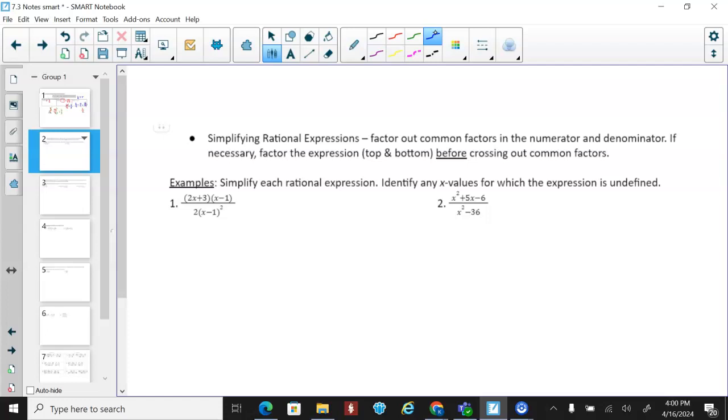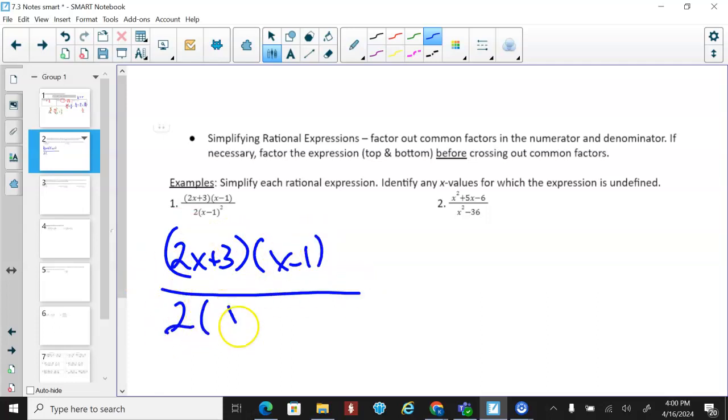So let's simplify the first example. I get 2x plus 3 times x minus 1 squared, divided by 2. Now I'm going to write it out because not everybody remembers that the square here means there's 2 of them. It does not mean I'm squaring the x and the 1. There's 2 of the same factors, 2 of the same parentheses that have x minus 1.